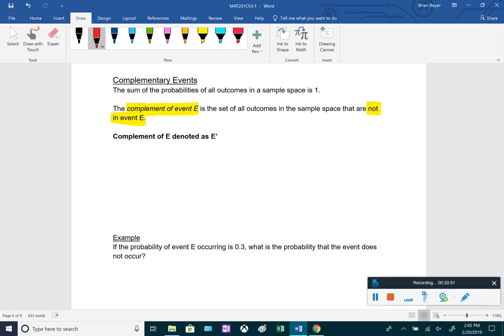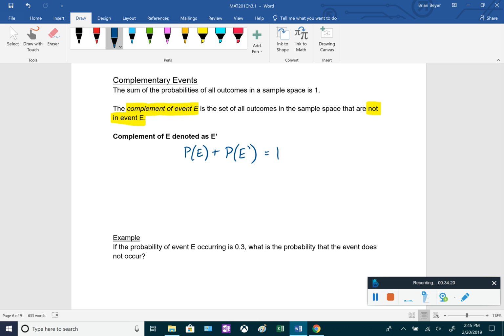So based on what I wrote up here about the sum of the probabilities having to equal 1, that means the probability of event E happening plus the probability of the complement, meaning the probability that event E did not happen, has to equal 1, right? So either event E happens or it doesn't happen. So the probability of it happening plus the probability of it not happening has to equal 1.